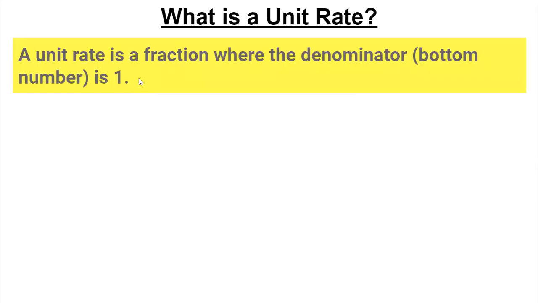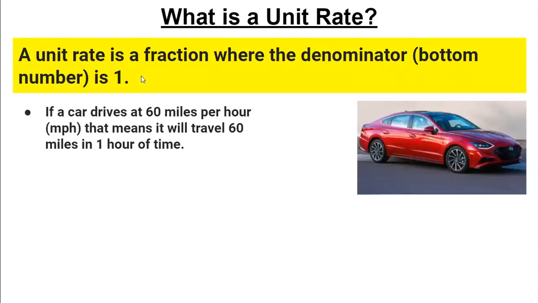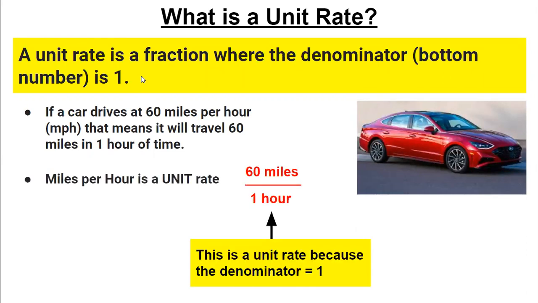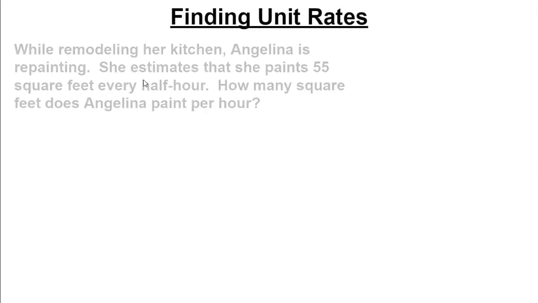Okay, so the unit rate is where the bottom number is a 1. This is a unit rate because the denominator equals 1. And we just showed you with Maya and Anaya what their unit rates were. So let's find some unit rates.